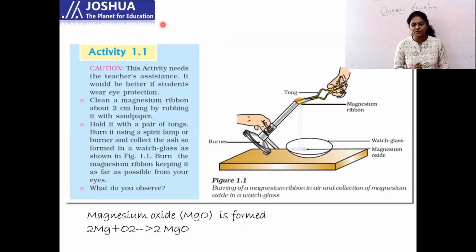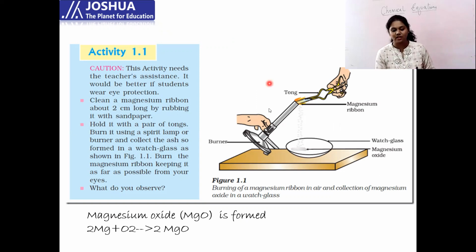So in this activity, you have to take a magnesium ribbon, scrub it with sandpaper and burn it in the fire. Okay, that's the picture that is given here. You have to hold the magnesium ribbon with tongs and burn it in the flame. So what will you observe when you do that? Before you do this experiment, it's given here: clean a magnesium ribbon about 2 centimeter long by rubbing it with sandpaper. Can you see this? What I just told?